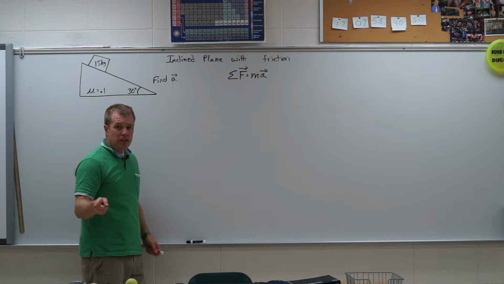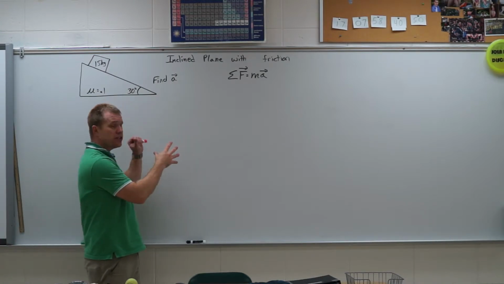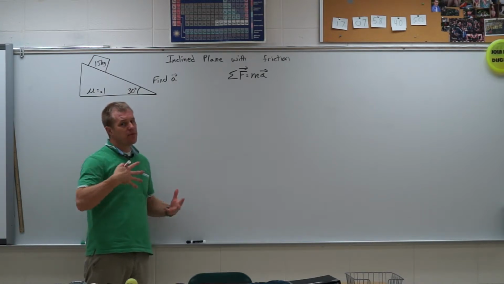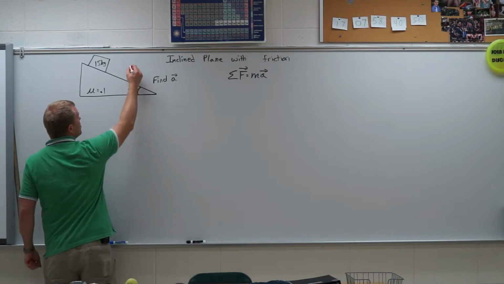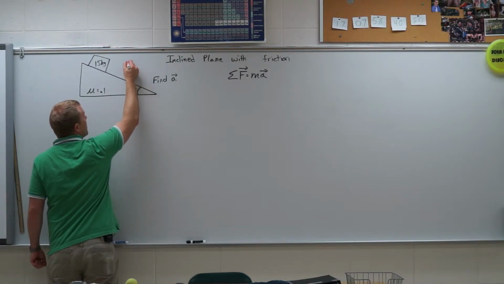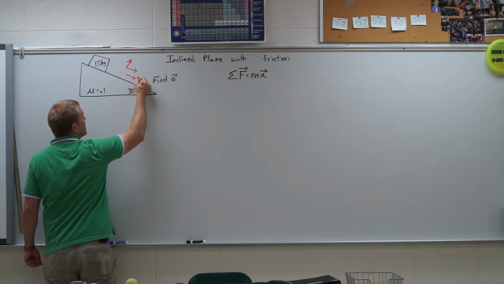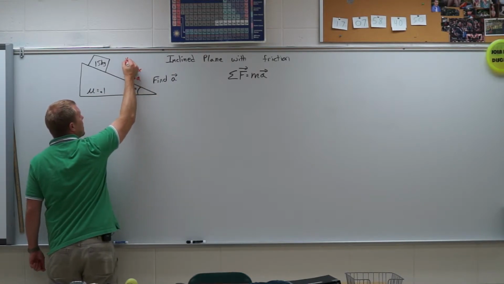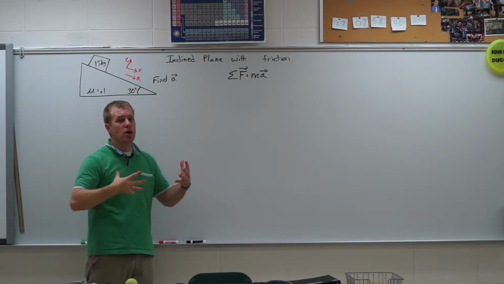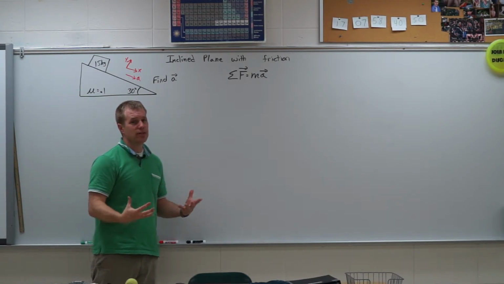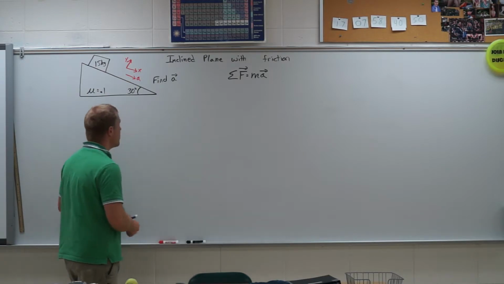Now, if you didn't watch the first video without friction, I'd recommend watching it to get some of the backstory on why I'm doing some of these steps. Namely, why I'm choosing my acceleration and my axes like this. So my acceleration is down, and so I'm going to rotate my coordinate system. Also, that video is going to explain how to resolve mg into its components. All right, so let's go ahead and do that.